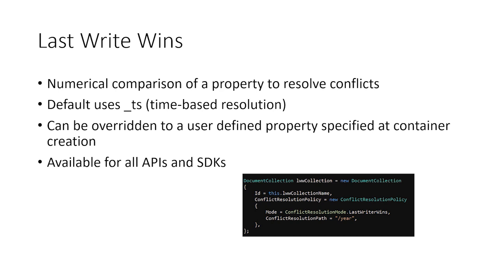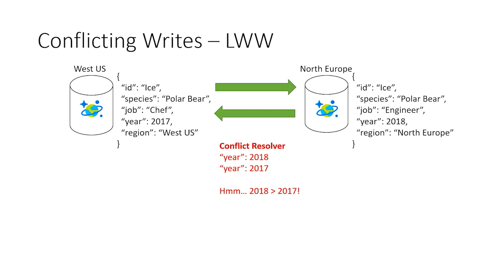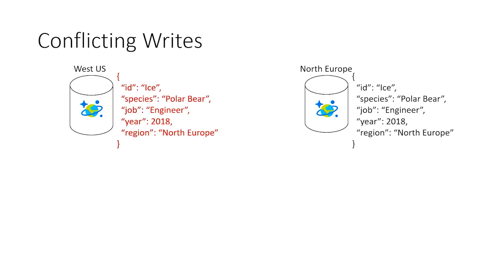I'll just show a little snippet of how to create the collection in .NET code for SQL API. So let's take a look at the previous example. Remember that red question mark last time we had? In this case, we have a conflict resolver that looks at the year property, 2018 versus 2017. And it does a calculation, hey, 2018 is a higher number than 2017. So then it picks the 2018 entry and keeps it. Now your entire database across the world is now in a consistent state.